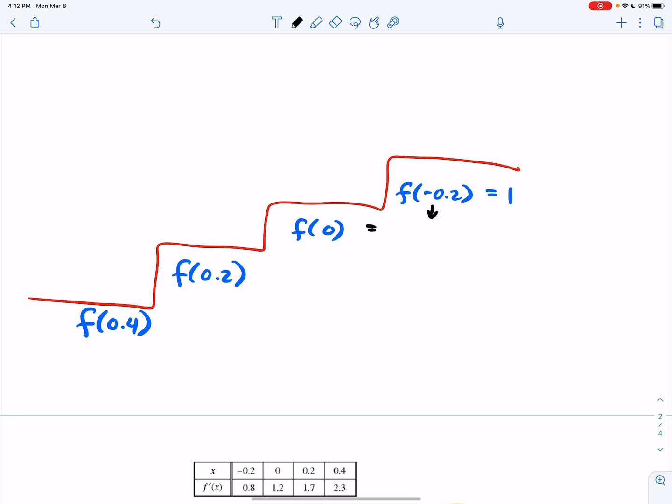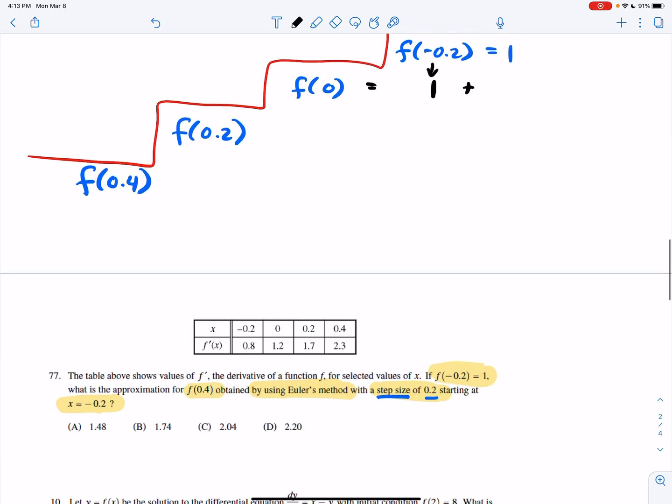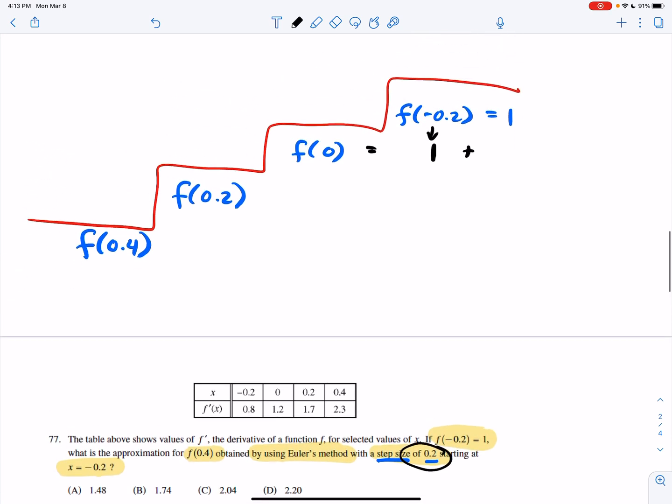f of 0 will be the previous value. So f of negative 0.2 is 1. Okay? Plus your step size. Your step size never changes. It's positive 0.2 right here. So it'll be 0.2 times the derivative of the previous value. So in here, you want the derivative of the previous value. Okay? If you take a look at that, it's 0.8. So I'm going to put in 0.8 here. All right. Now this is number 77, so I can assume that it's a calculator question. 1 plus 0.2 times 0.8, I believe that's 1.16. Okay. All right, let's keep going.